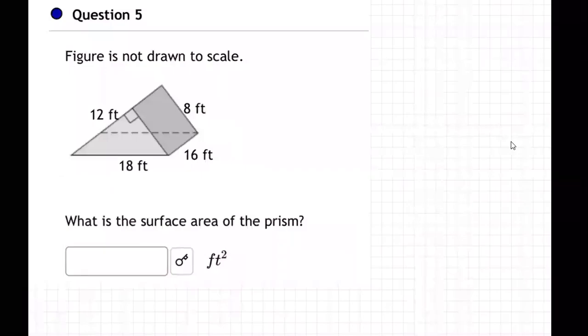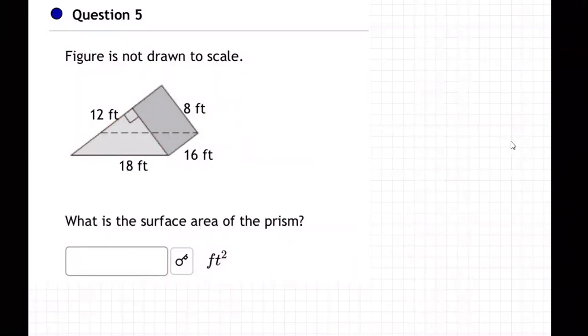Okay, so on this one, they want us to find the surface area of a prism. And this one's a triangular prism, right? Because remember, prisms are things that have the same shape. The two are the same shape, a triangle front, triangle back, straight sides in between. That's a triangular prism. Anyway, we don't care. We just have to find the surface area.